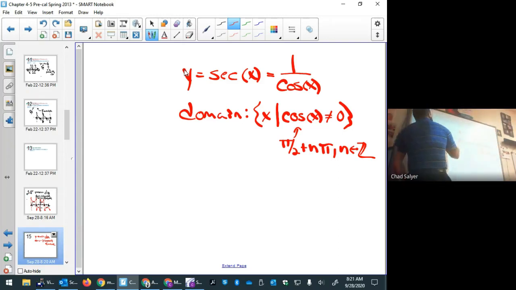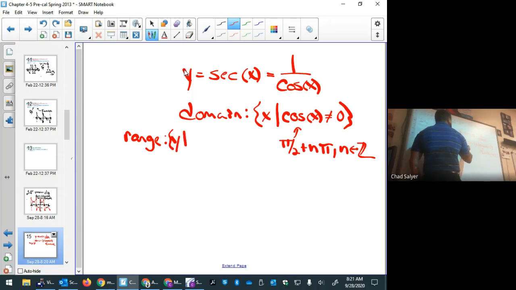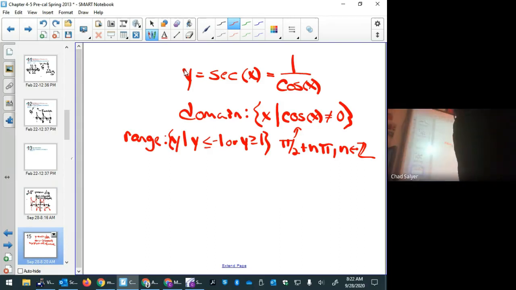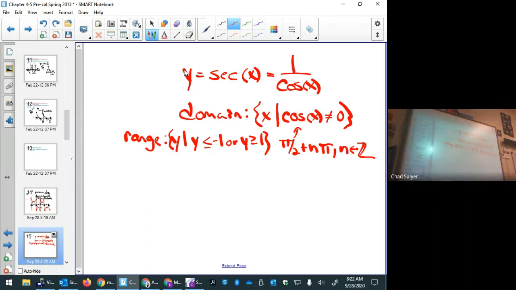The range is the same as this cosecant. So it's going to be y such that y is less than or equal to negative 1, or y is greater than or equal to positive 1. I used interval notation last time, but this means the same thing. Good for you to see both.